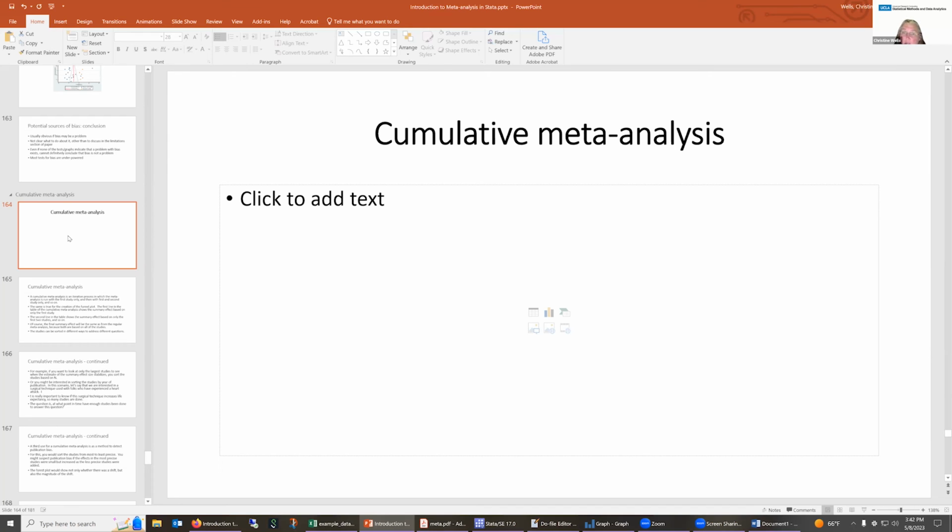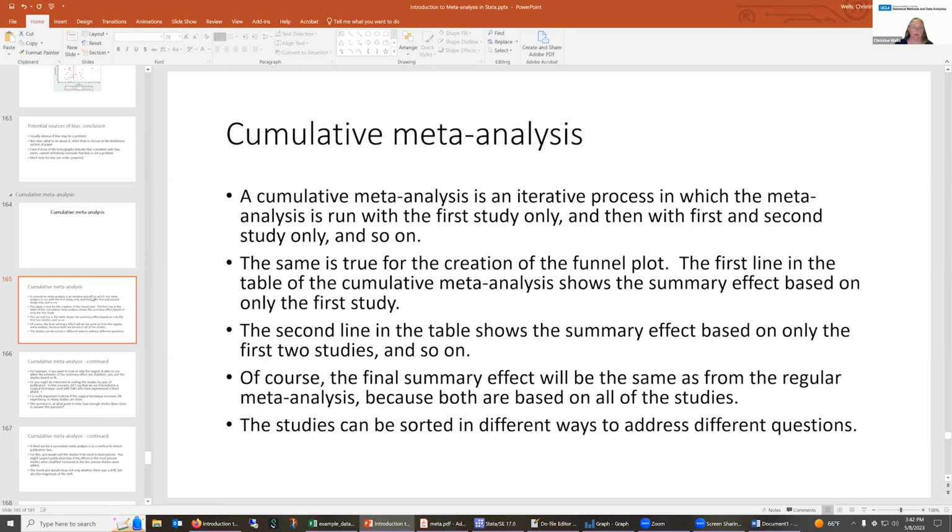Okay, then let's take a very quick tour of cumulative meta-analysis. This is fun. It's an iterative process in which the meta-analysis is run first with only the first study, and then again with the first and second study, and then a third time with only the first, second, and third study, and so forth and so on. And the same thing is true for the creation of your funnel plot.